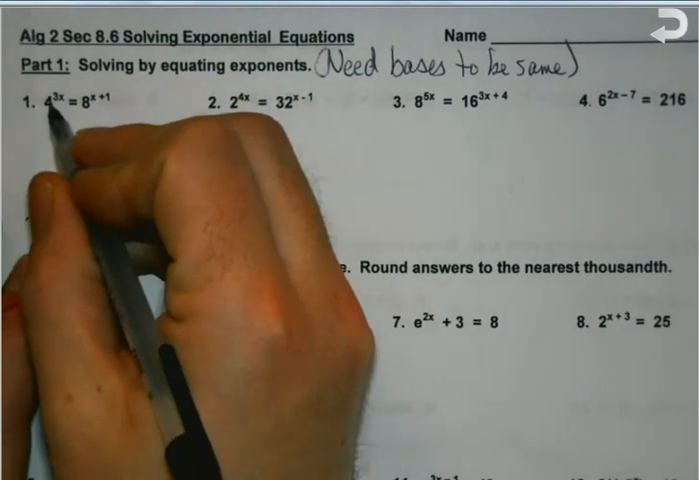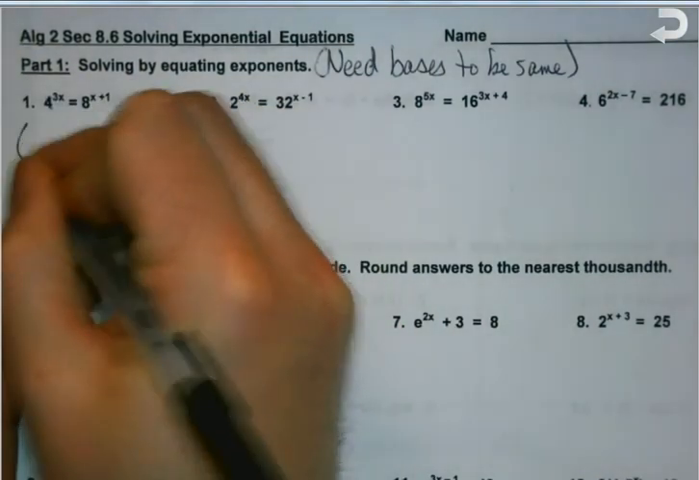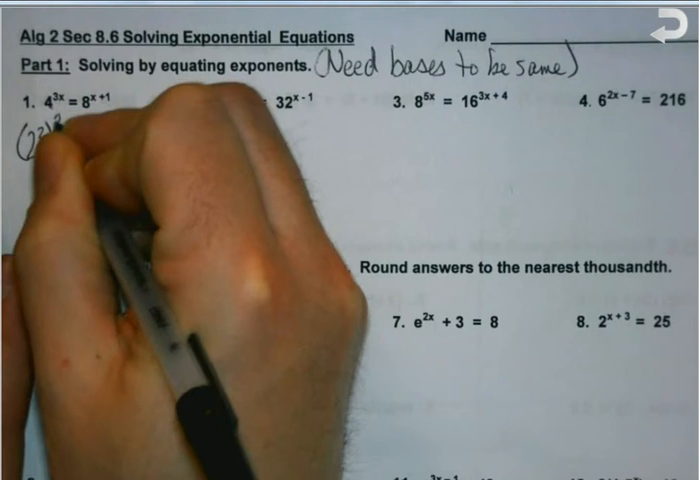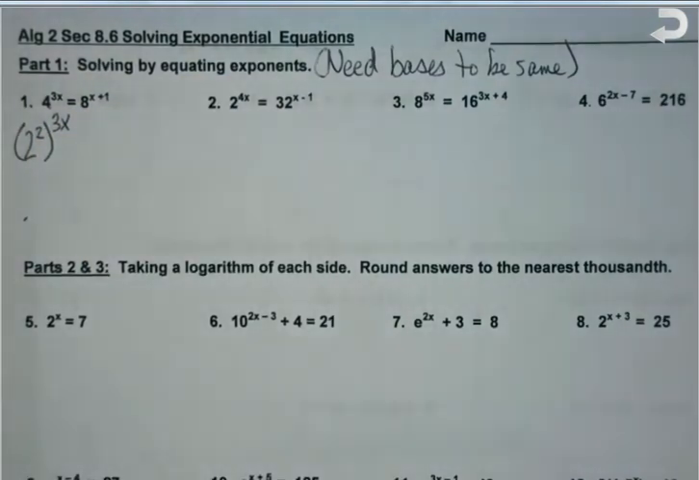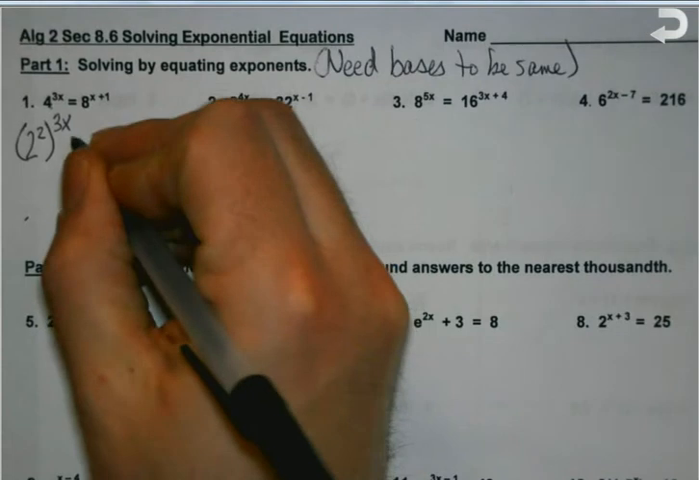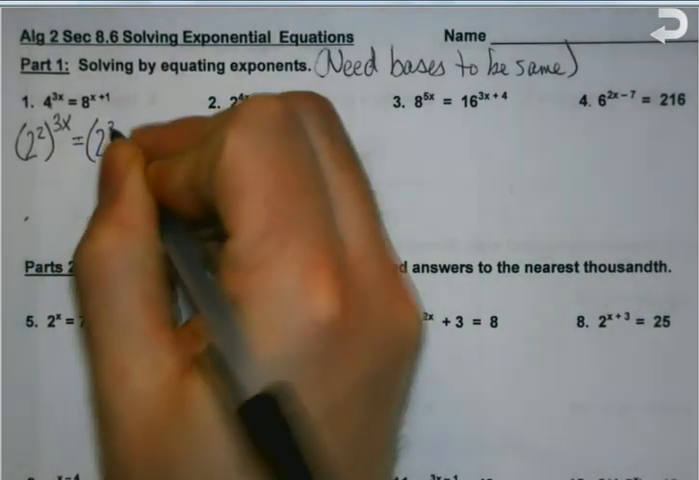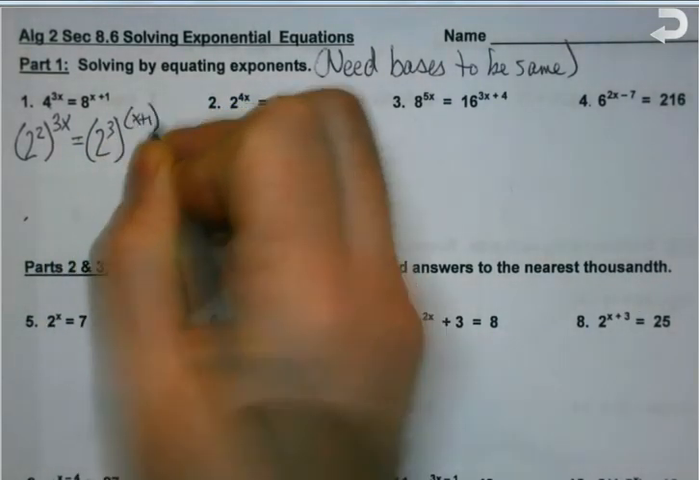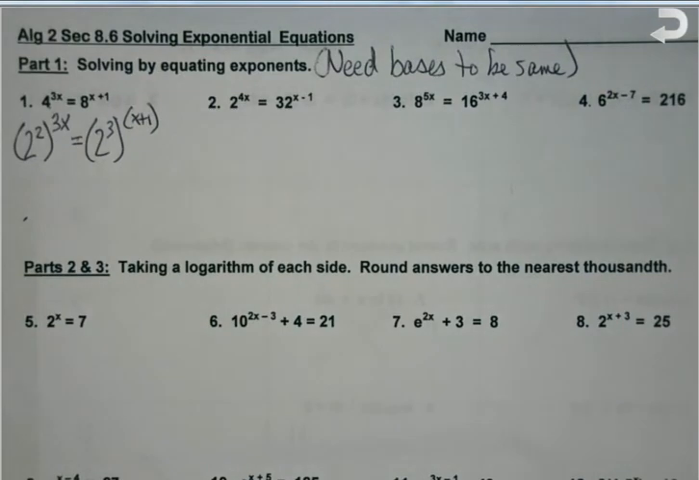On this first one, 4 isn't really 4. 4 is 2 squared. And you'll probably quickly see where I'm going to end up heading with this. Can I turn 8 into something that has a base of 2? Yes. 2 to the third. That's my first step every time. Every one of these that we get into, there's a way to change the base so that they end up being the same.